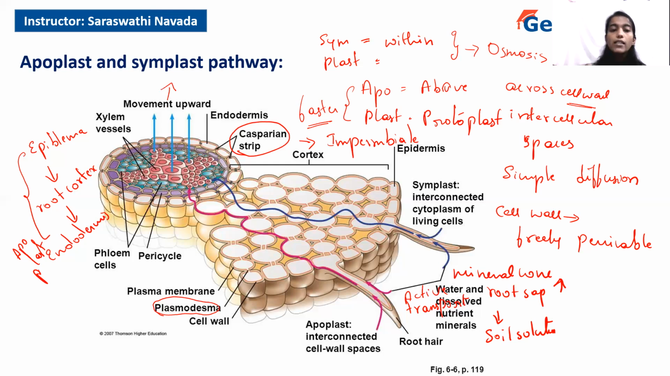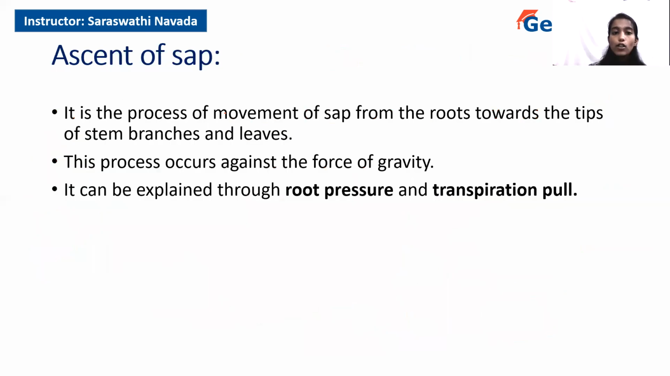Next we'll see the process called ascent of sap. What is meant by ascent of sap? Once the water and mineral ions reach the root xylem, from there they have to be transported to the shoot tip, right? The process of movement of sap from the root towards the tip of the stem, branches and leaves is called ascent of sap. That is, the liquid along with the mineral content will rise in an upward direction, and this process occurs against the force of gravity.